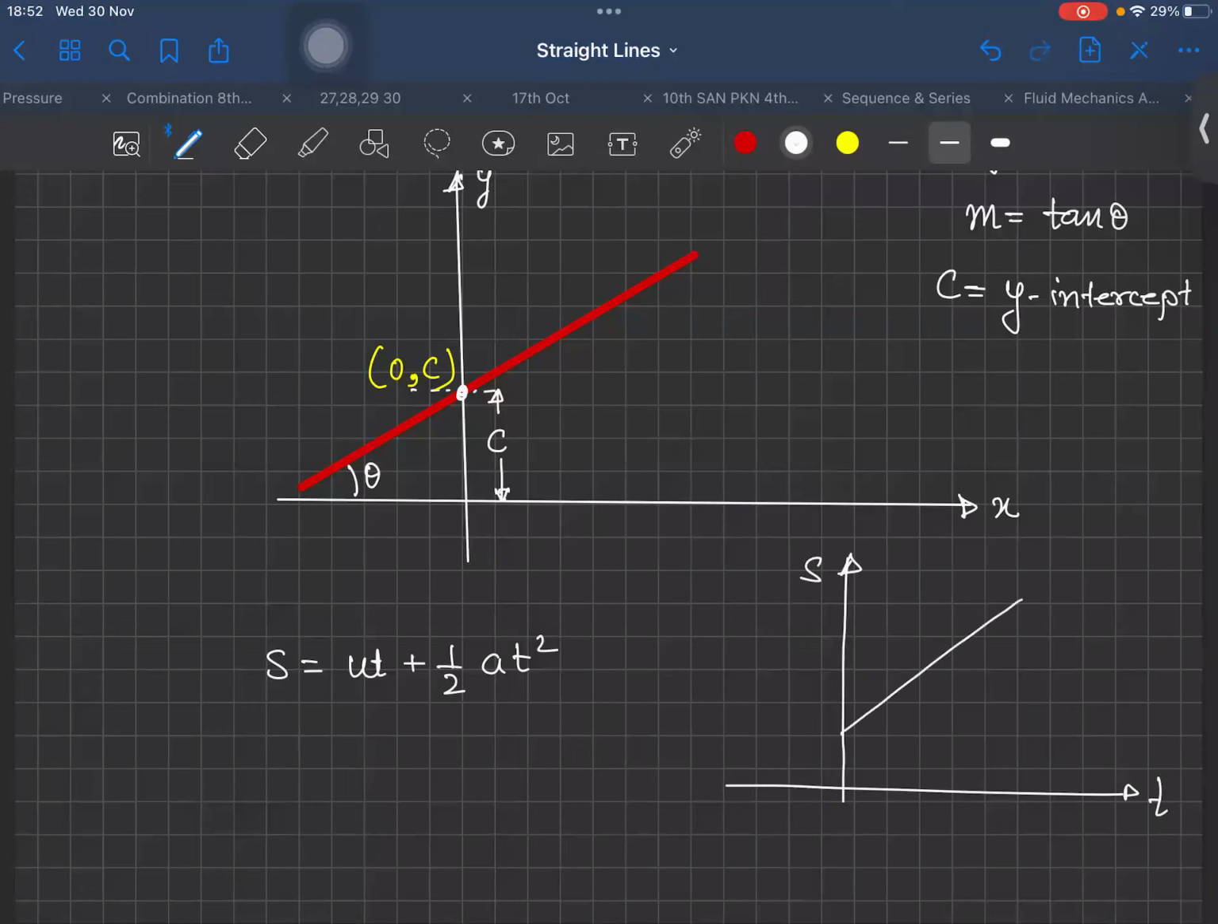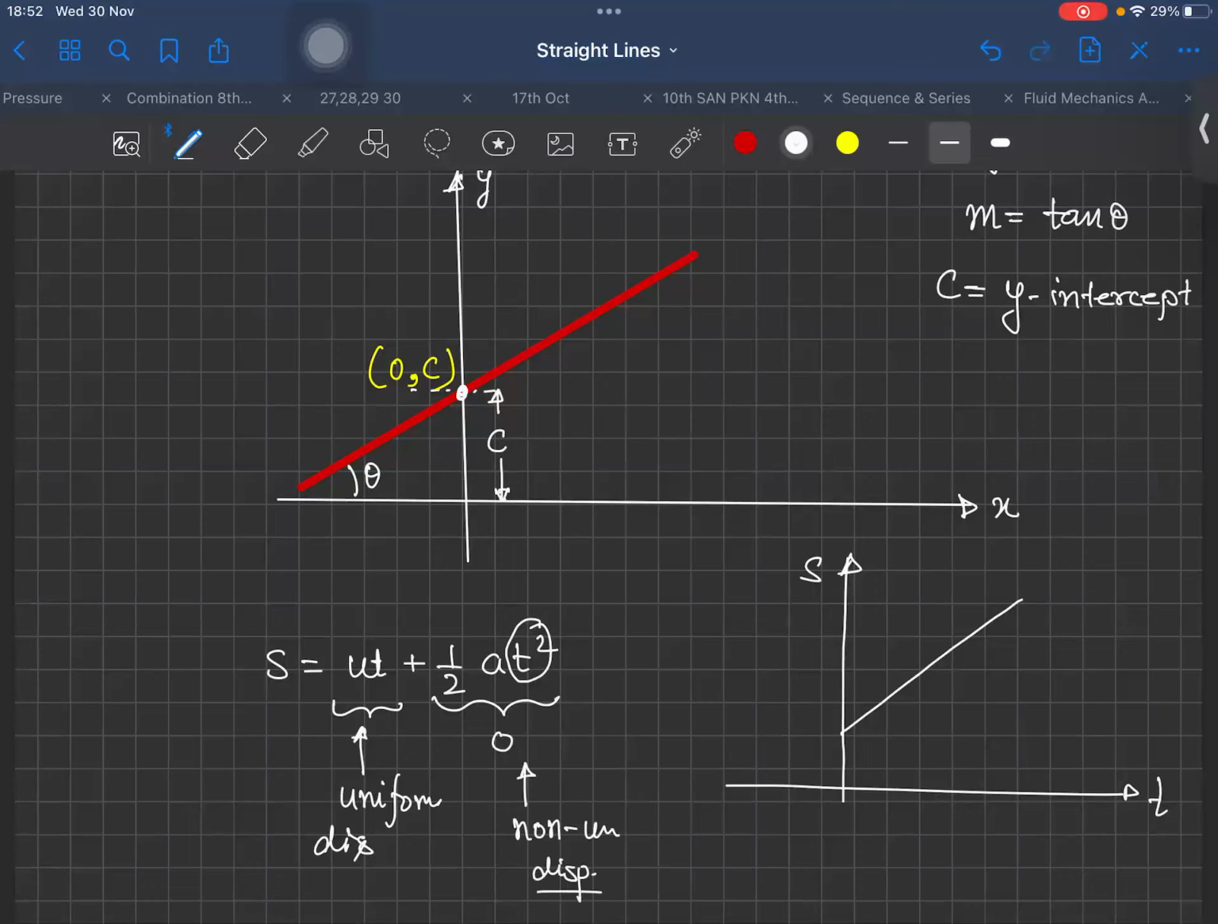If you are getting a straight line, see, this is a quadratic equation, right? When you are getting a straight line, that means this portion is equal to 0. That means only uniform motion you are getting. This is your uniform displacement. This is your non-uniform displacement, because there is acceleration, right? Non-uniform means accelerated motion.